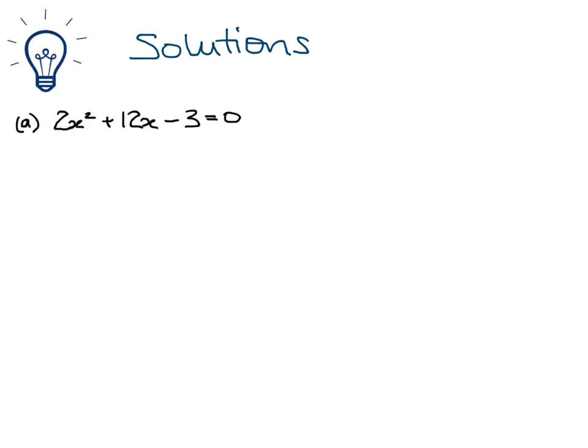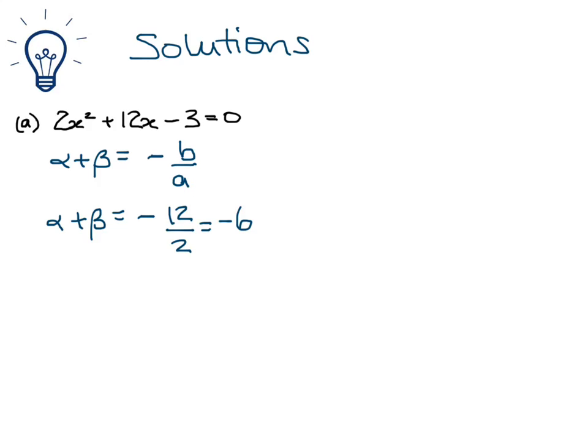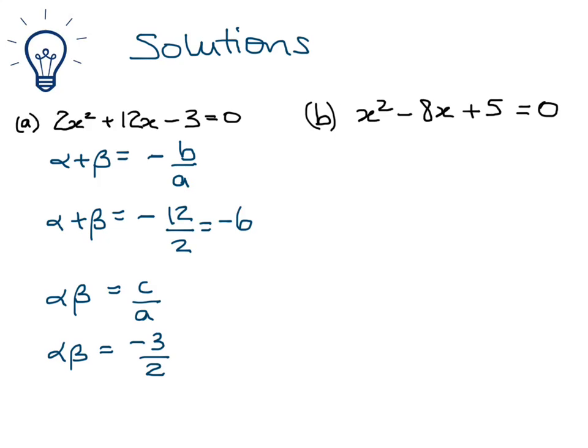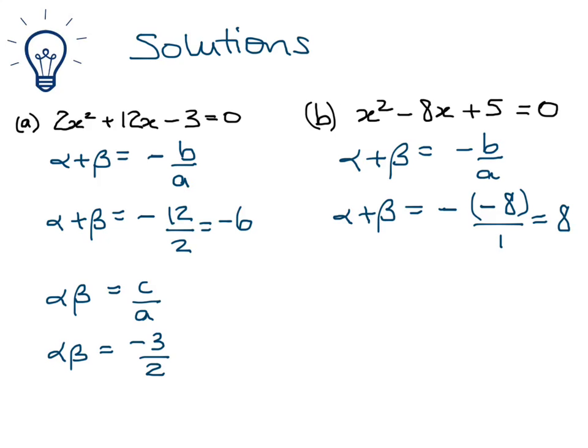So, what is the sum and product of the roots for 2x squared plus 12x minus 3? Sum of the roots is equal to negative b over a, which in this case is negative 12 over 2, that's negative 6. And the product of the roots alpha beta is equal to c over a, which is negative 3 over 2. For the second equation, x squared minus 8x plus 5 is equal to 0. The sum of the roots is equal to negative b over a, which is negative of negative 8 over 1, which is 8. And the product of the roots, c over a, is equal to 5. Notice negative, negative.